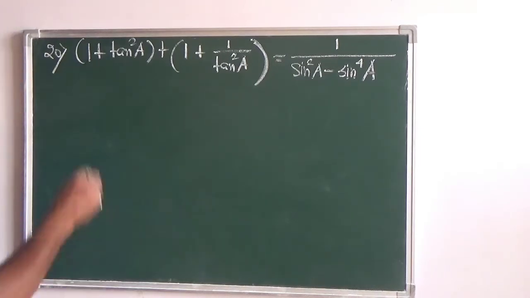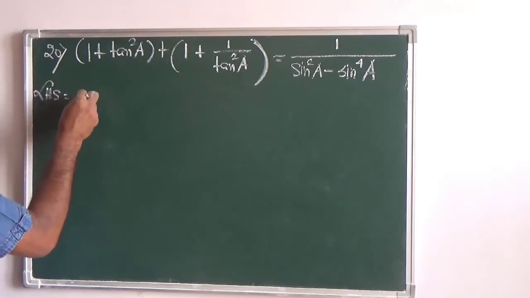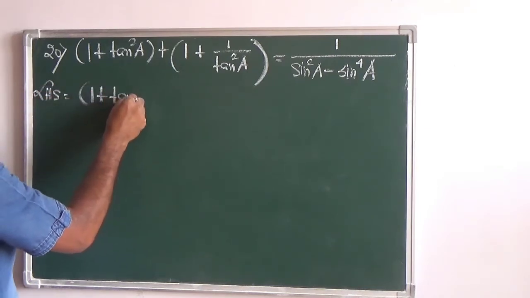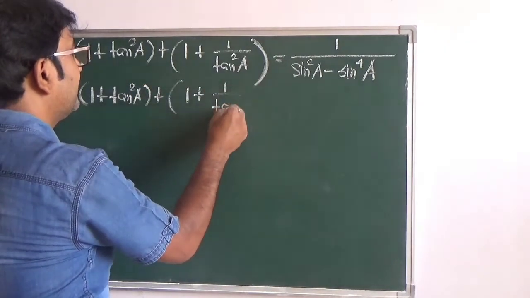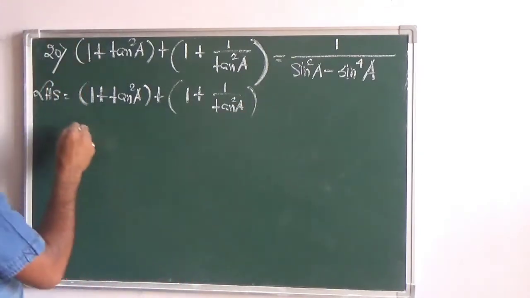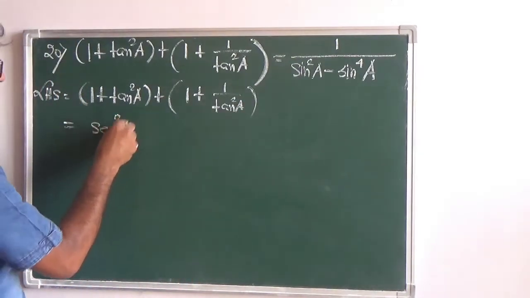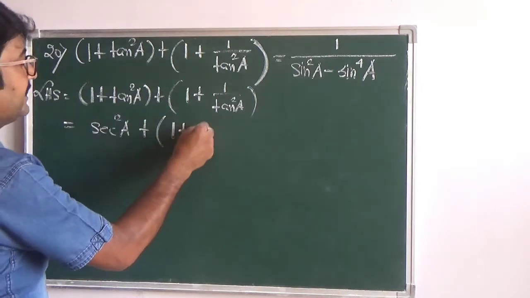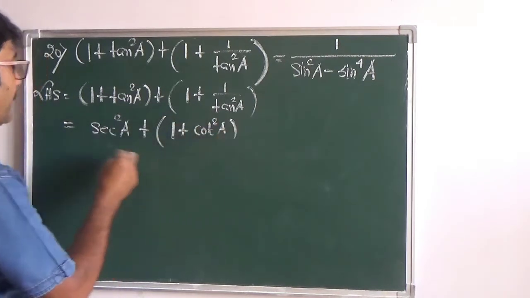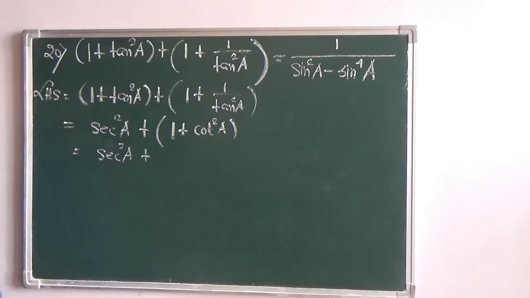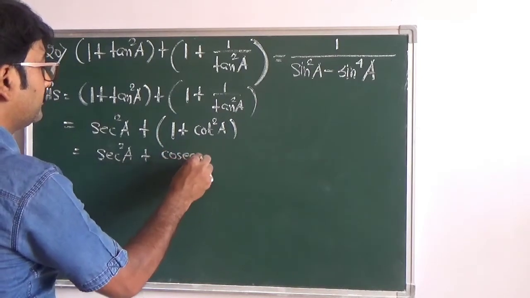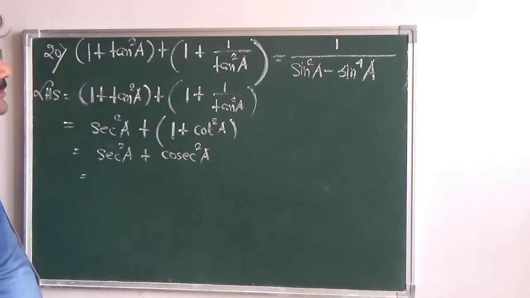Started with 1 plus tan square A plus 1 plus 1 by tan square A. So we know that 1 plus tan square A is sec square A, plus we can write it as 1 plus cot square A. So sec square A plus, what is 1 plus cot square A? That is equal to cosec square A. So we write cosec square A.